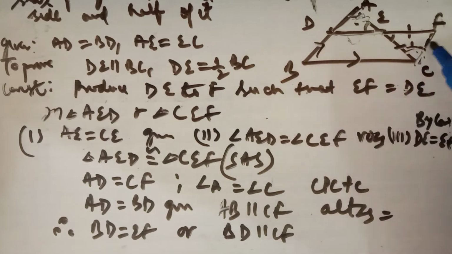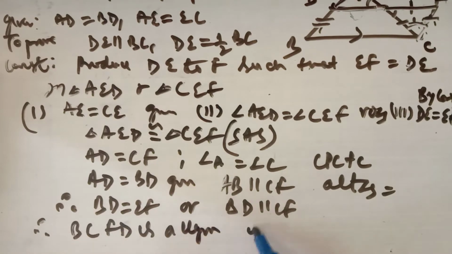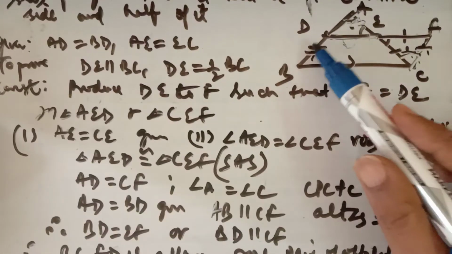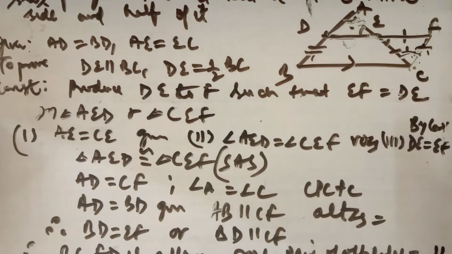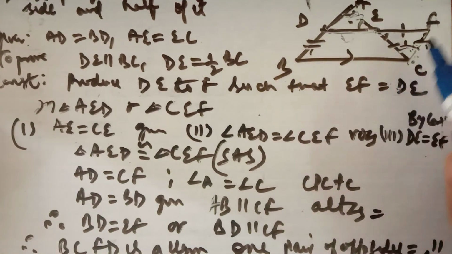Now this side is parallel to this, and this side comes out to be parallel and equal to this. So therefore BCFD is a parallelogram, by one pair of opposite sides equal and parallel. Because this side is parallel to this and this side is equal to this, this quadrilateral will be a parallelogram, because we have done a theorem just before this: a quadrilateral is a parallelogram if one pair of opposite sides is equal and parallel. So we have proved that BCFD is a parallelogram.